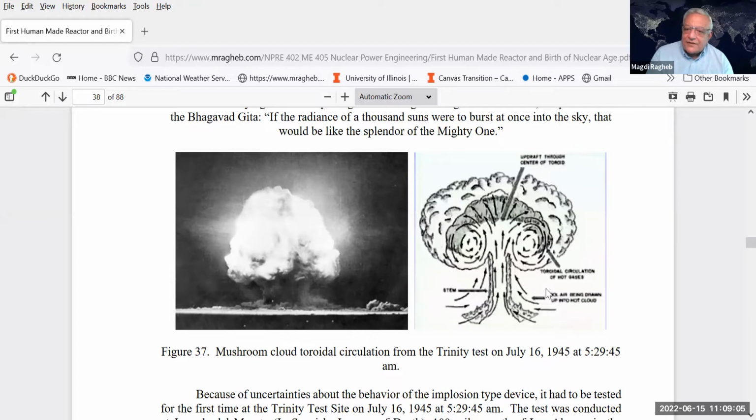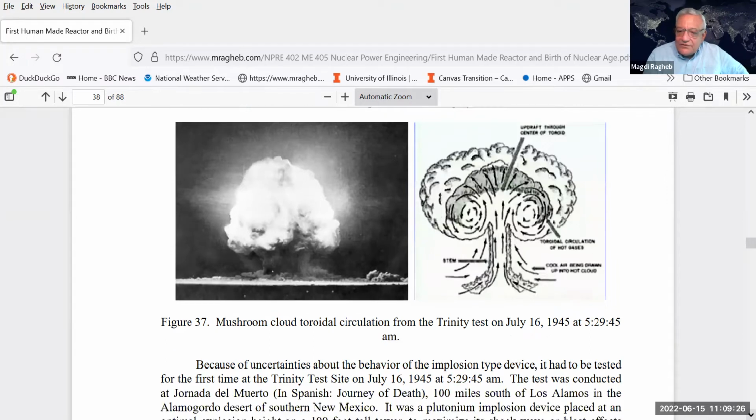And from the diagram here, as it does that, it sucks the air off the ground. But that air has been irradiated by neutrons, so it becomes radioactive. And as that fireball rises into the atmosphere, the radioactive material is now spread all over the atmosphere of the Earth, and what we call it is fallout. This happened on July 16, 1945 at 5:29 in the morning.